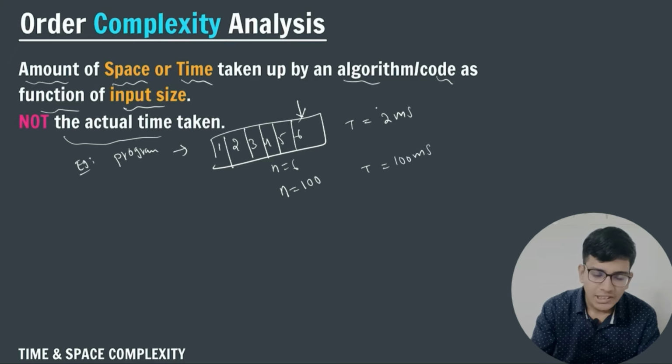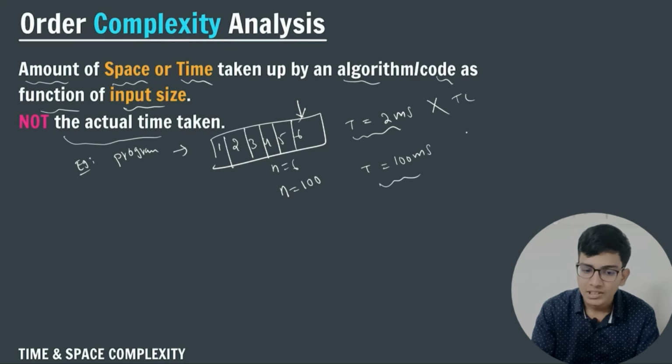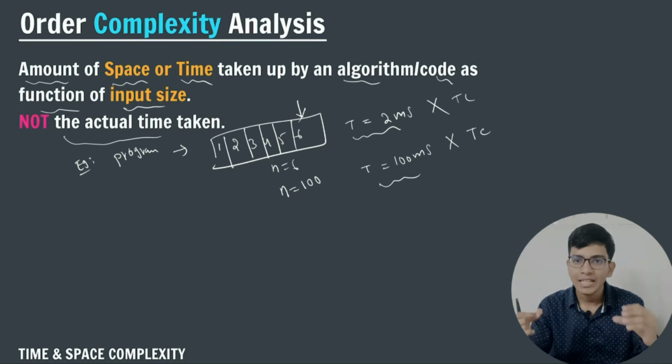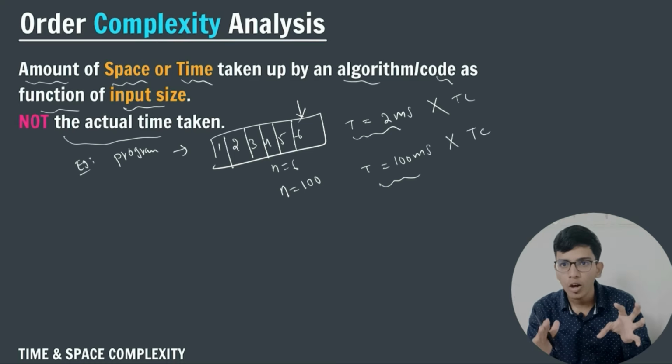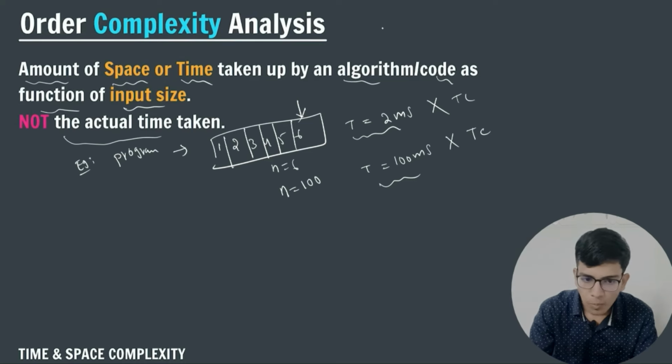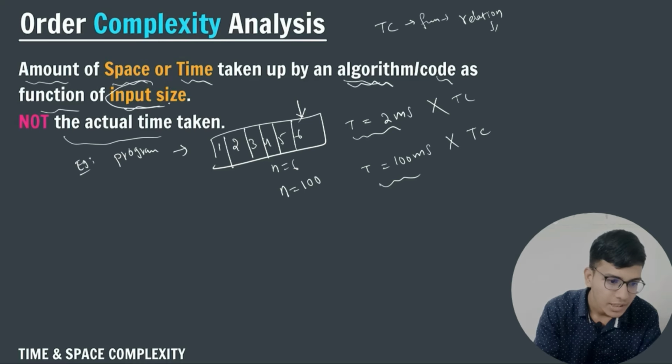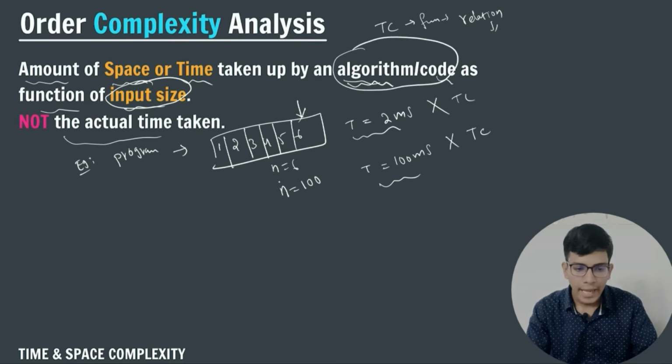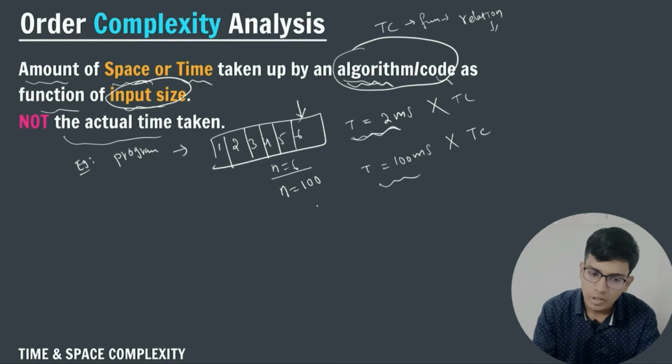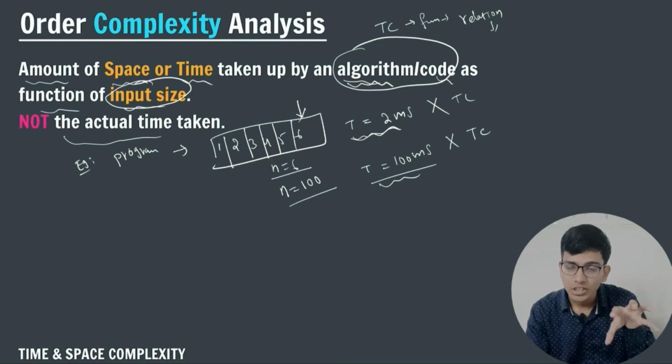So what is the actual meaning of time complexity? This is the time taken, but this is not time complexity. The meaning of time complexity is the relation of our algorithm with the input size. So time complexity is a function which will represent the relation between our code or algorithm and our input size, not the actual time. You can see that the actual time here is 2 milliseconds for n equals 6, and 100 milliseconds for the larger n. So the time is changing, but the function, the relation, will not change.